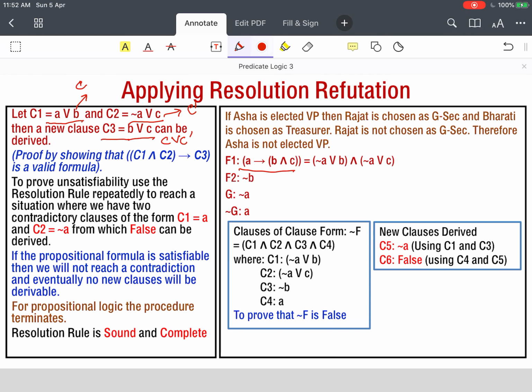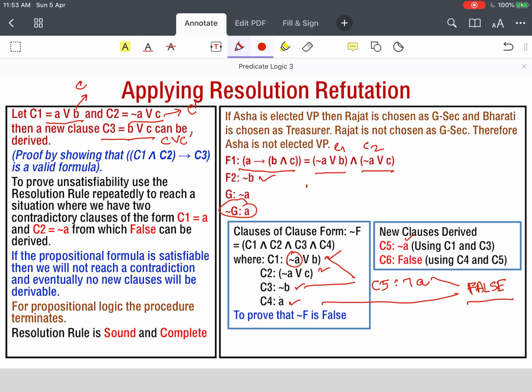So given this problem which we had, we converted it to clausal form, C1 and C2. So this is C1, this is C2, this is C3, and we took the negation of G to get C4. And what do we get? If we use C1 and C3, then we have not B and B, so we get not A. So we get C5, as mentioned here, not A. Now once we have not A and A, from these two we can get false.